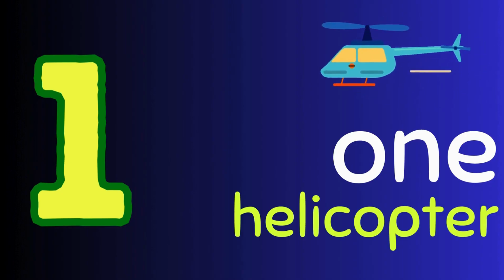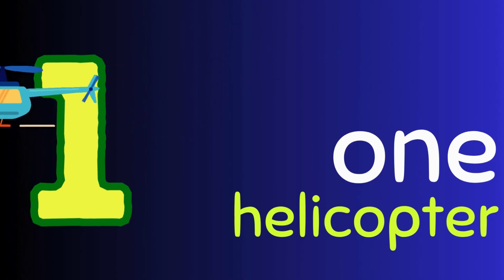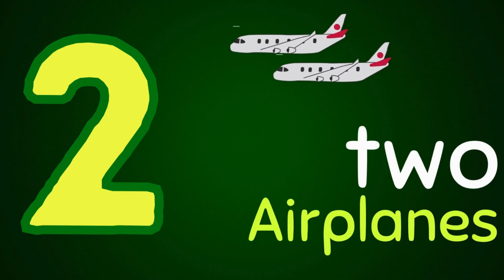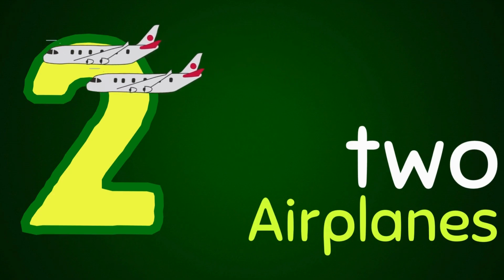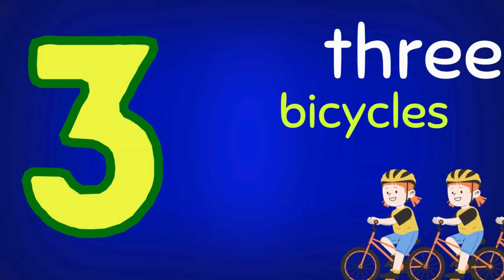1 to 10. This is 1, this is ONE. 1 helicopter in the sky. Let's learn how to count, let's count with me. 1 to 10. This is 2, this is TWO. 2 airplanes flying high. Let's learn how to count, let's count with me. 1 to 10. This is 3, this is THREE. 3 bicycles on the street.